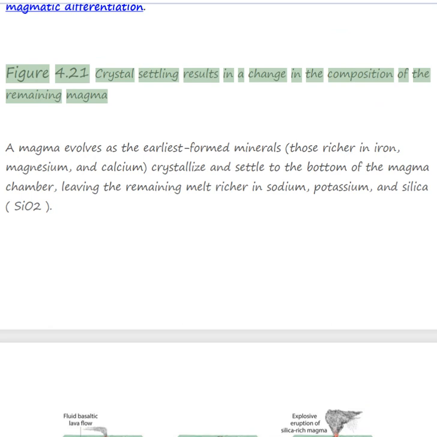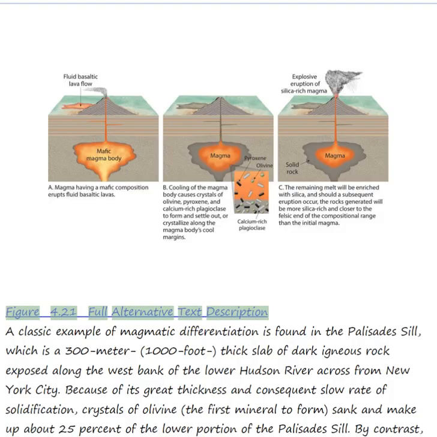Figure 4.21 Crystal settling results in a change in the composition of the remaining magma. Figure 4.21 Full alternative text description.